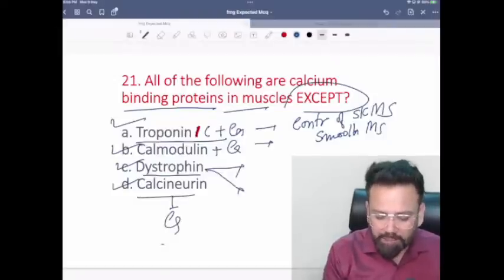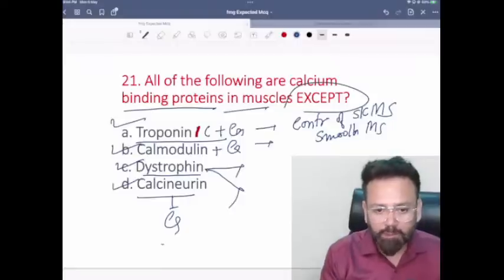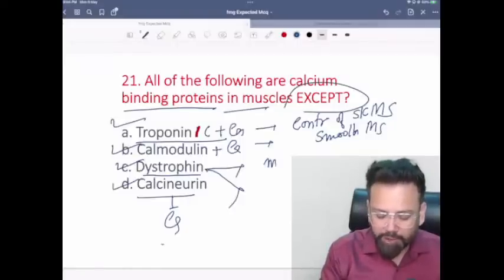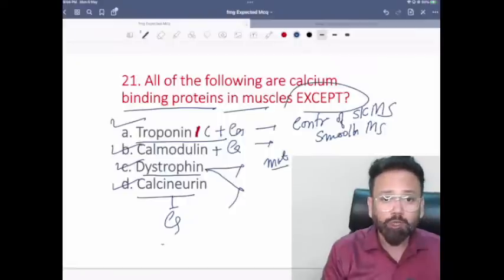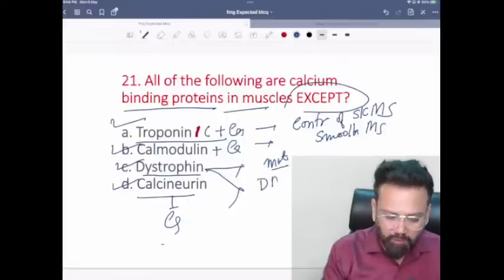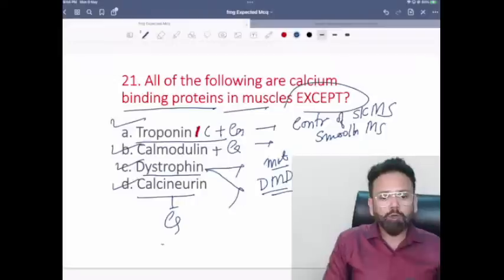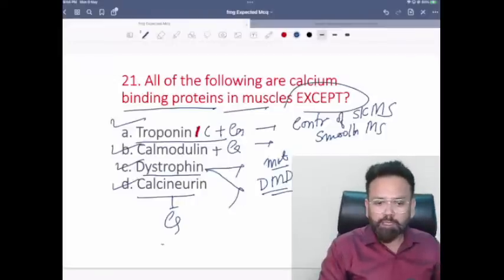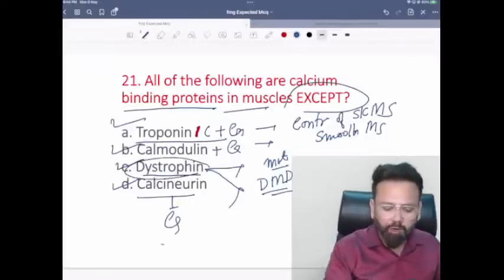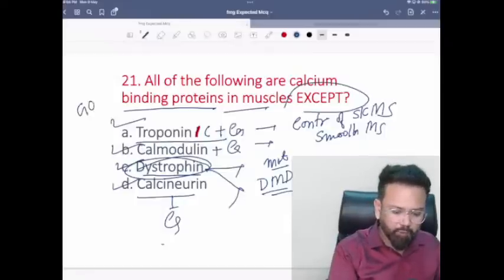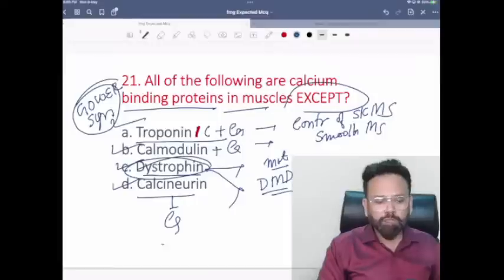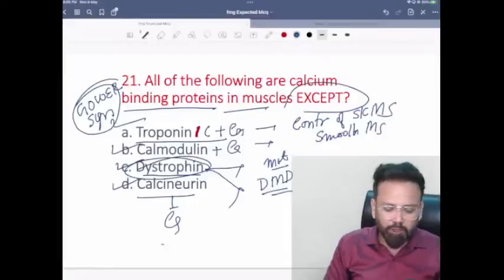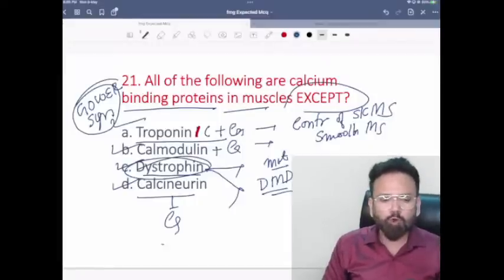So dystrophin is the protein which is not calcium binding, and mutation of dystrophin can cause Duchenne muscular dystrophy. Which sign is very famous? Gower sign. I hope you remember Gower sign, which is the most characteristic sign for Duchenne muscular dystrophy.